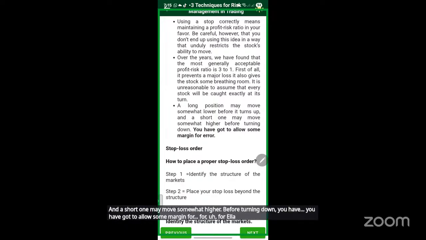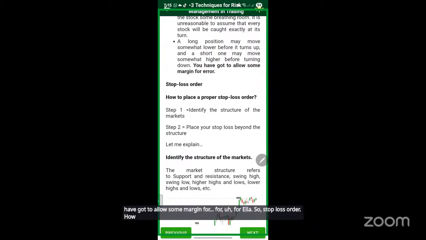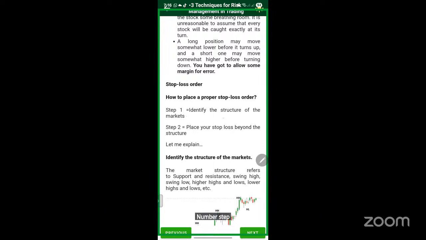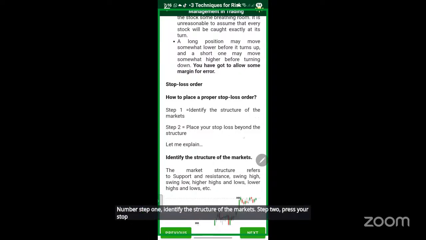So kyekirishe gambit stop loss togiteeka kumpi nnyo. Stop loss order. How to place a stop loss order? Step 1, identify the structure of the markets. Step 2, press your stop loss beyond the structure.